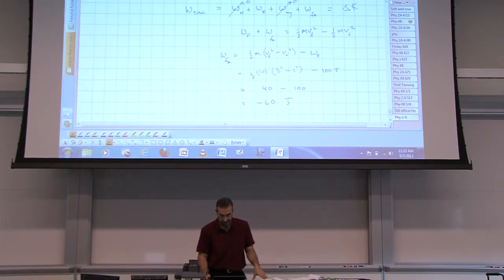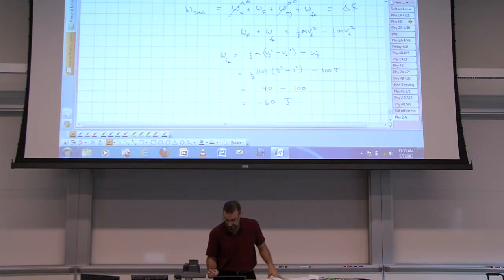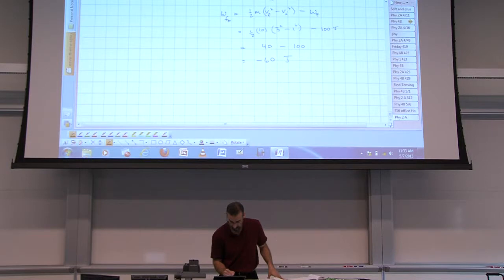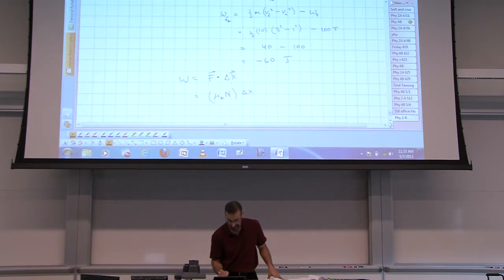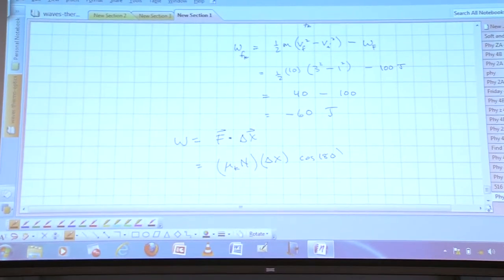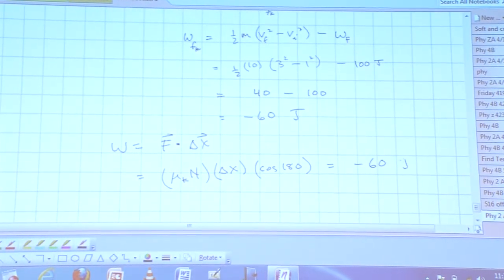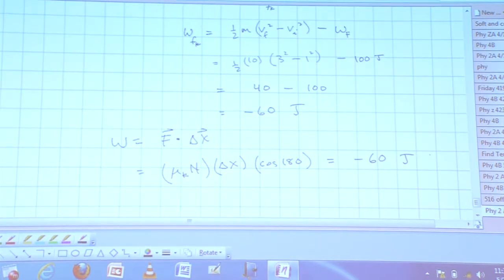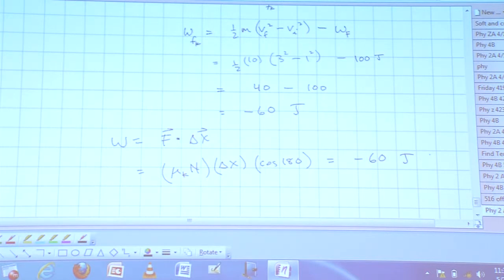Okay. So we know the work done by friction, and we know work is force dot product with displacement. And what is the force of friction? Mu times the normal force. Friction force multiplied by the displacement multiplied by cosine of 180. That's the work done by the friction force. We know that has to be negative 60, so we can start plugging some things in here.